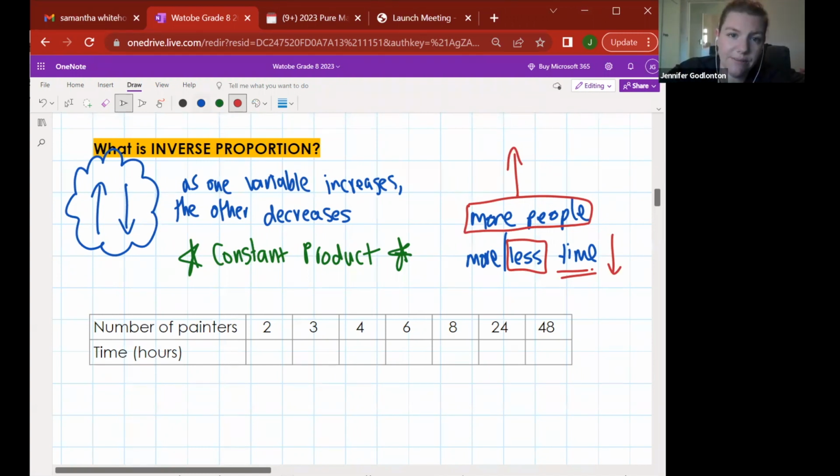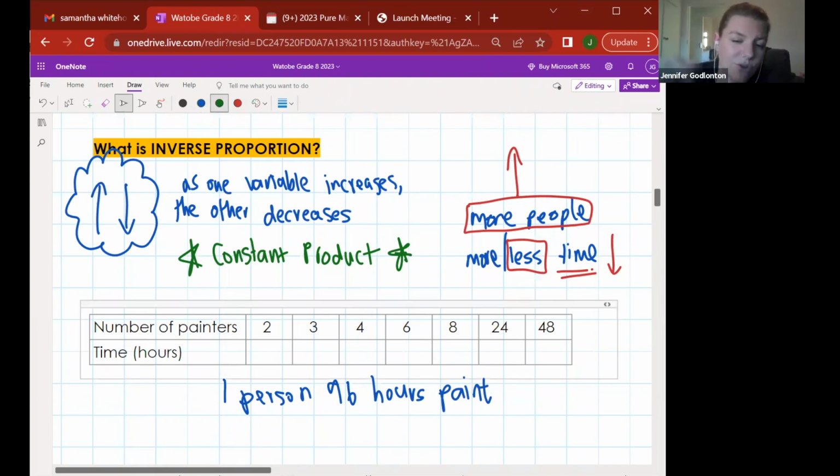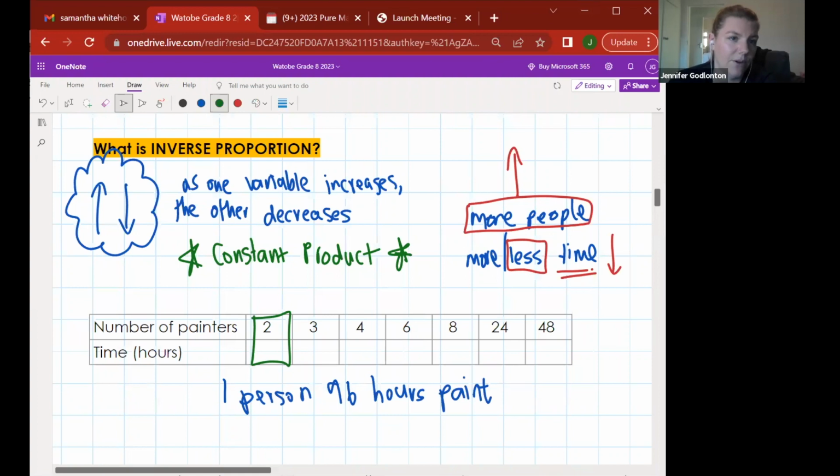Okay. So I'm going to tell you that one person is going to take 96 hours to paint the house. So one person is going to take 96 hours to paint the house. My first question to you is, how long is it going to take two people?